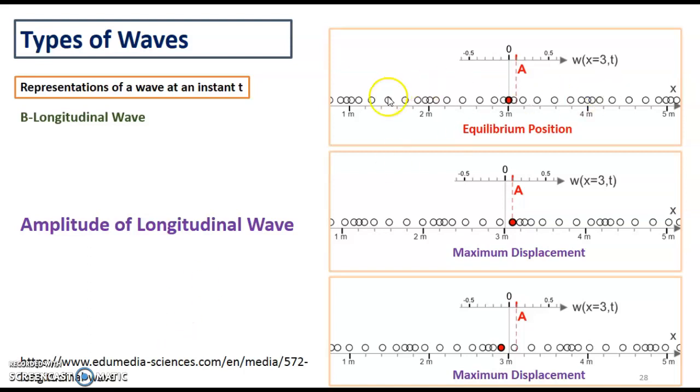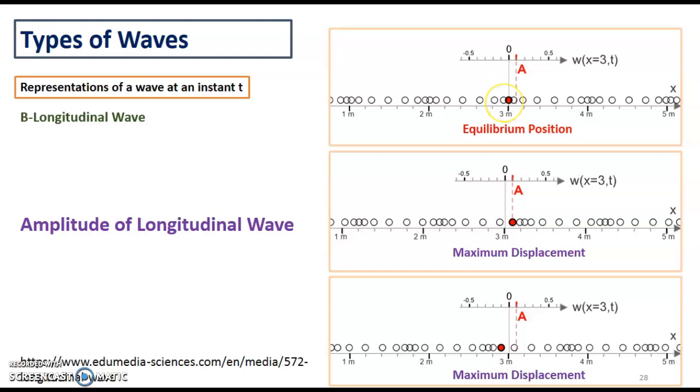Consider a medium that's made up of the following particles. One particle is being marked by red in order to be able to detect its behavior and study it. Now initially at equilibrium, the particle is at the position of 3 meters away from the origin.